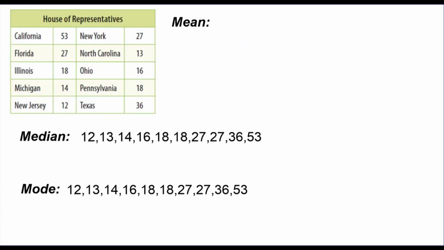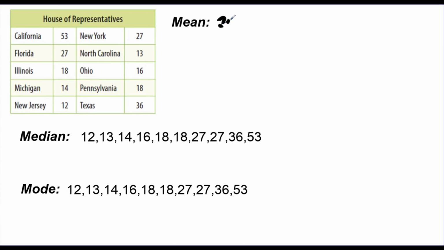So let's take a look at a data set and see if we can calculate all of these measures of center. So here in this table we have the number of representatives from each state, and we want to find what a typical state has, or how many representatives a typical state has. So we're going to look at the mean, the median, and the mode. So to find the mean, or the average number of representatives per state, the first thing we're going to need to do is add all of these values together, and I have done that already.